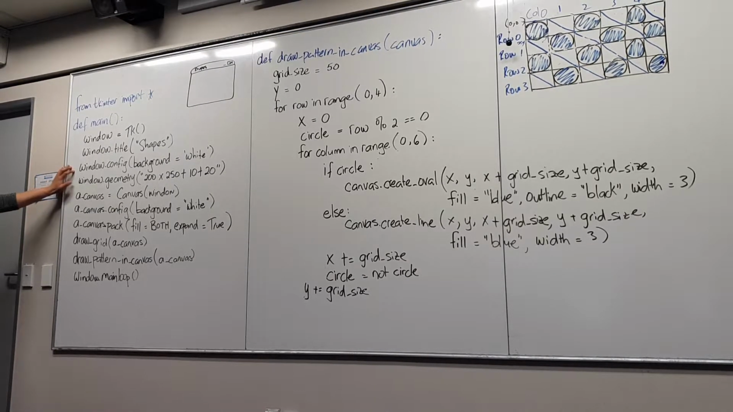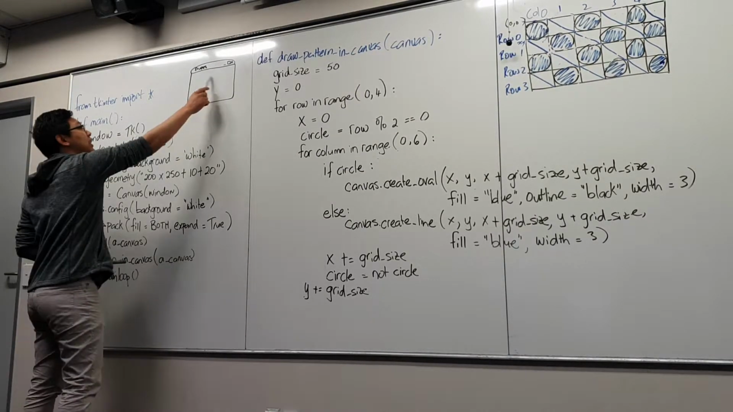The next few things are just setting how the window looks and how we can interact with it. Window.config background equals white sets the background of the window to white, so this bit here will be white.